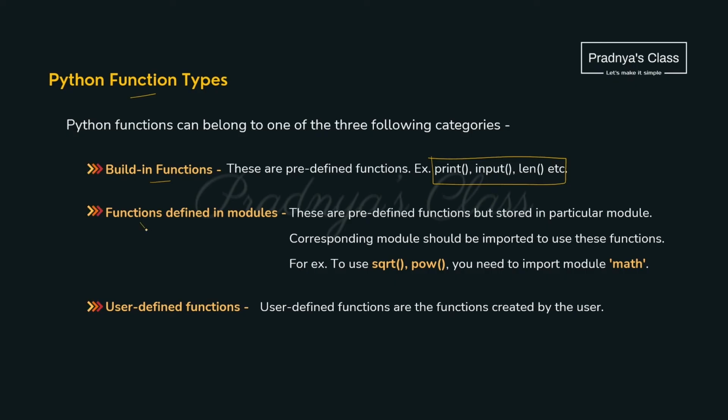The second type is the functions which are in some modules. Here is one module named math. If you want to use these functions, we must include this module using the import statement. And the last type of function is the user-defined function. Users can create their own functions for their functionality. These two are developed by the developers, but the user can create their own functions.